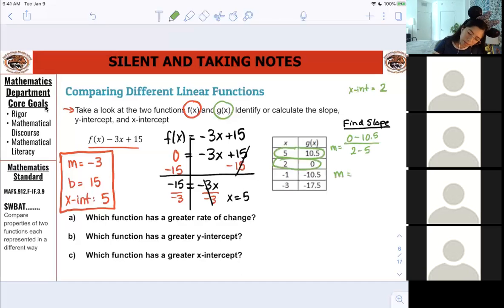Negative 10.5. Right, it would be negative 10.5. And what's 3 minus 5, or 2 minus 5? Negative 3. Negative 3, exactly, guys. Good. So since I have a negative divided by a negative, what's my final answer going to be? Positive. So when you divide negative 10.5 divided by negative 3, you end up with positive 3.5. So we know m is positive 3.5.